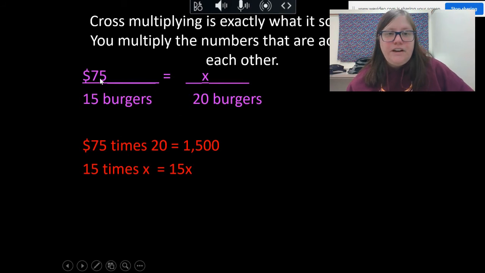So 75 times 20, they're doing cross multiplication. So cross multiplying is exactly what it sounds like. You multiply the numbers that are across from each other. So think of it like a bigger X. 75 times 20 equals 1,500. 15 times X equals 15X. This is where we're getting into some algebra.